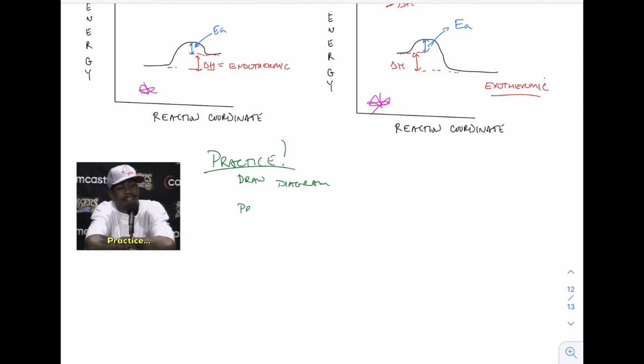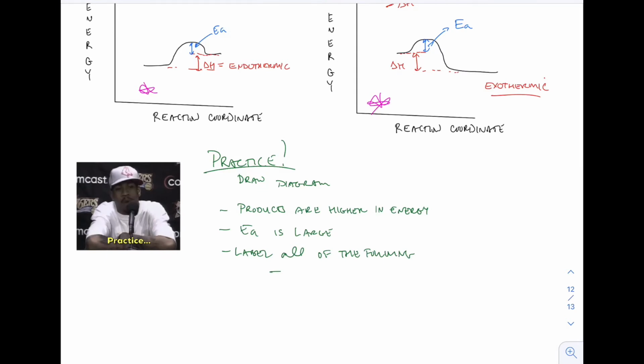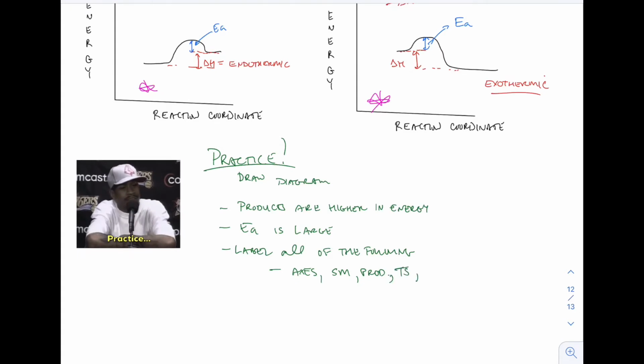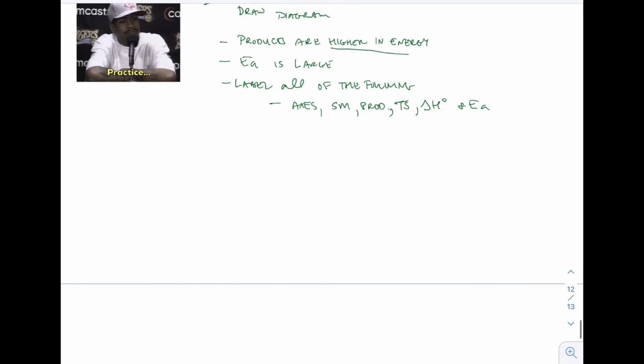But what we want to do is draw an energy diagram, and we want to have a couple features applied to that. So products are higher in energy than the reactants. Activation energy is large, and we want to label all of the following. We have to label the axes, the starting material, SM, the products, TS is the transition state, delta H is enthalpy, and EA is activation energy. All right, so go ahead and pause the video and try that on your own first.